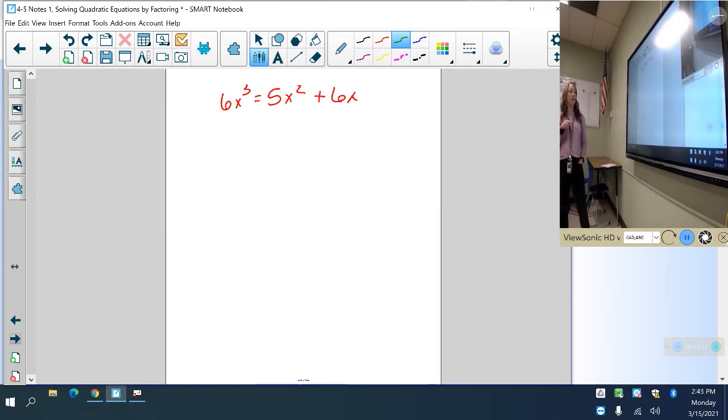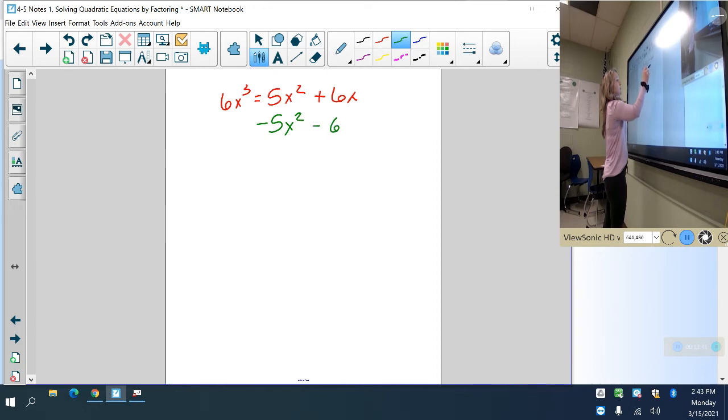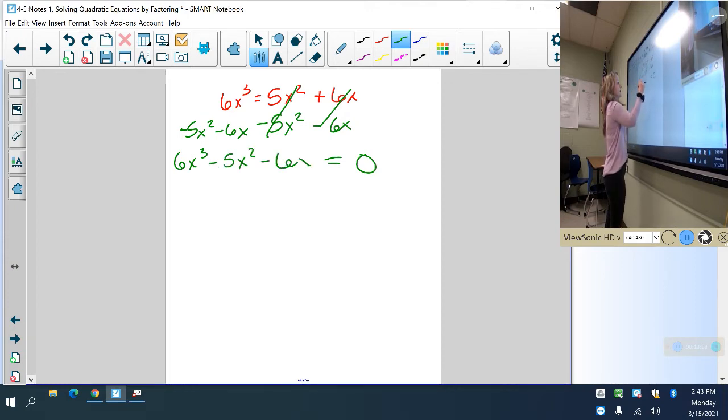Okay, we'll try one more and then we'll be done. So this one, I have 6x cubed equals 5x squared plus 6x. So this is actually not a quadratic, but we can still factor it. So let's go ahead and try it. Subtract 5x squared, subtract 6x to set it equal to 0. This side will become 0, and this side I'll have 6x cubed minus 5x squared minus 6x.